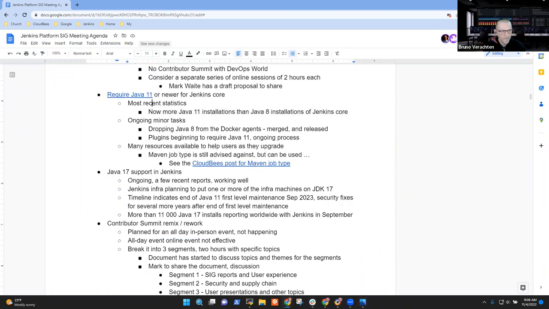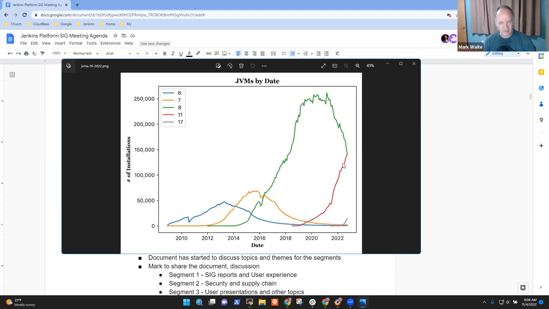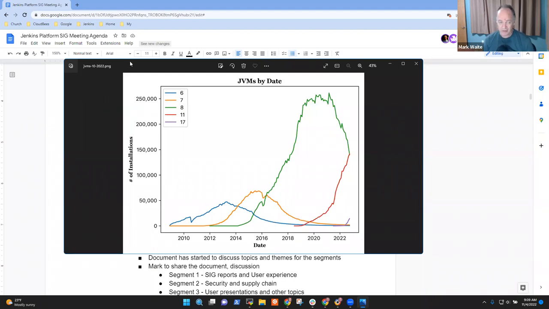Good idea. This is the cool thing here: we've reached an inflection point. The growing red line is Java 11, the shrinking green line is Java 8. So we have crossed the boundary. There is now more Java 11 than Java 8 installed. So that's a good thing. An impressively rapid transition given the tendency of some Jenkins users to not upgrade their controllers.